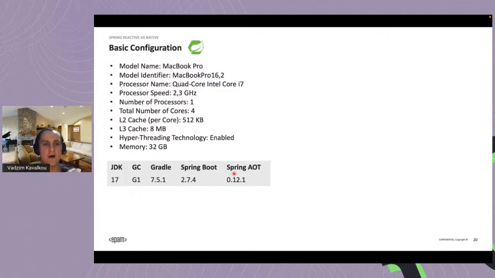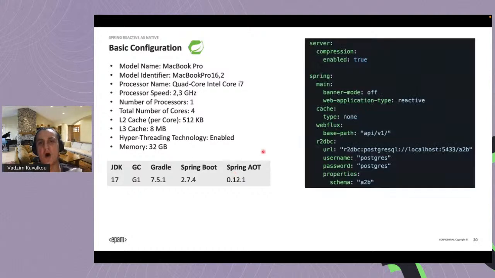I'm waiting for the huge potential of the new major release of Spring Boot, and I believe the Spring team will deliver it as soon as possible. Okay, a pretty simple application YAML, with the R2DBC URL I've provided here, and web application type reactive. It's just for you to take a look at.